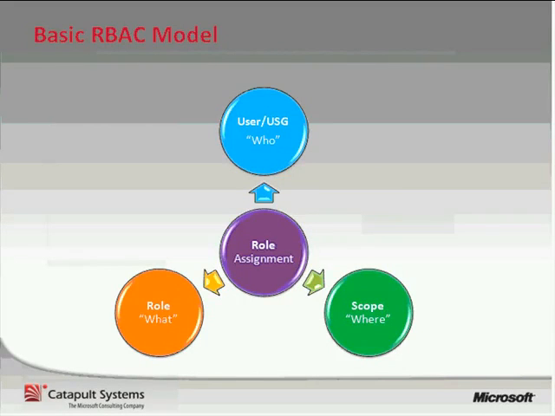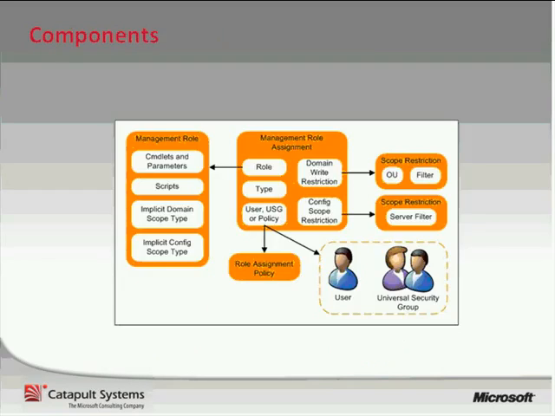I kept this diagram in here. We've got three things that we need to worry about, right? We've got the users, our USGs, Universal Security Groups. That's the who. We've got the role, what can they do, and we've got the scope, which is where, and that's where our role assignment comes into place. It puts together our who with the what and the where. I just wanted to throw this up here.